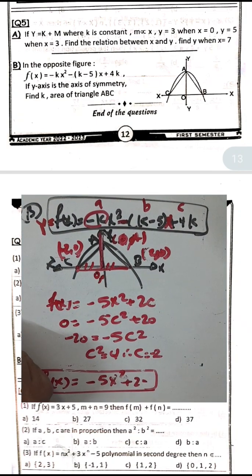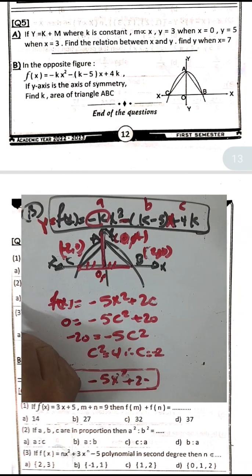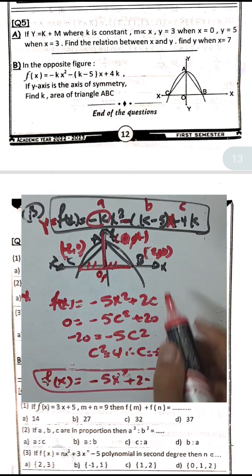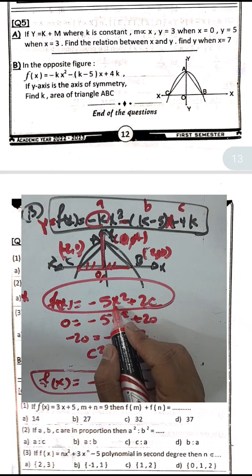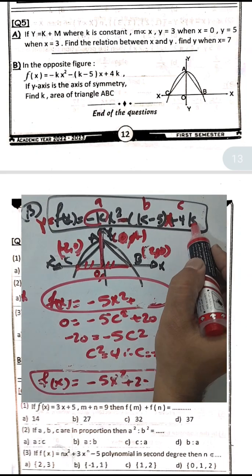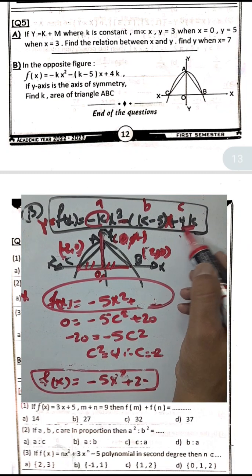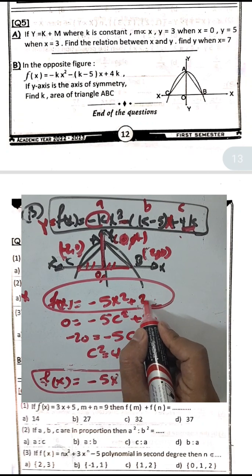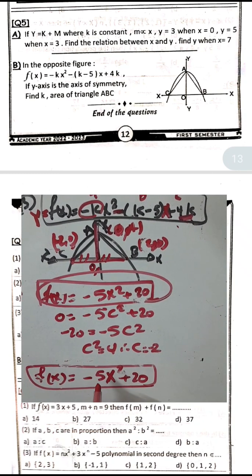Then the area will be half times base times height. The base here is 2 plus 2 equals 4, and the height is from 0 to this point. We have the function f of x equals negative 5 x squared plus the constant 4k, and we found here 4 multiplied by k. 4 times 5 is 20. Okay, it's a function. We have the function negative 5 x squared plus 20.